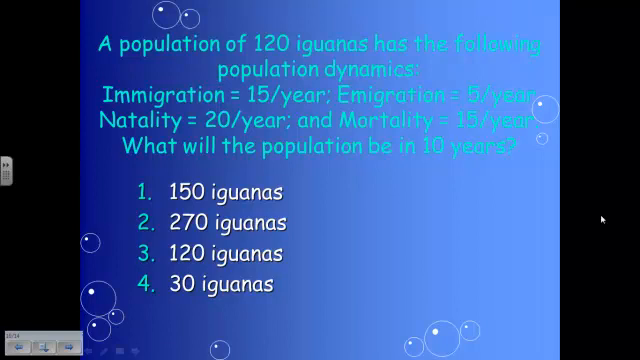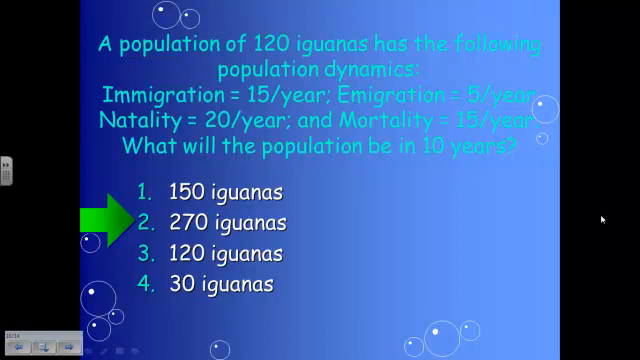And we're back! If you would have followed the directions, that probably wouldn't have been so surprising. The correct answer is 270 iguanas. Immigration, we have 15 a year coming in, and so over 10 years, that is 150. Emigration, 5 per year going out, so that's 50 going out.